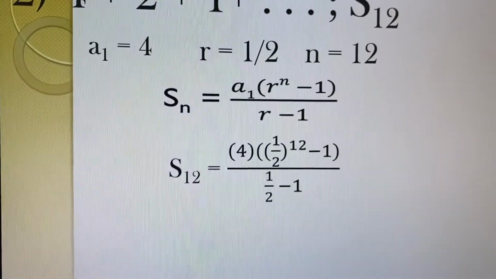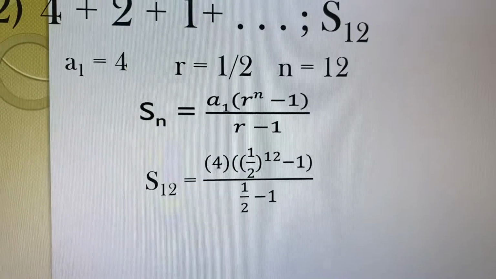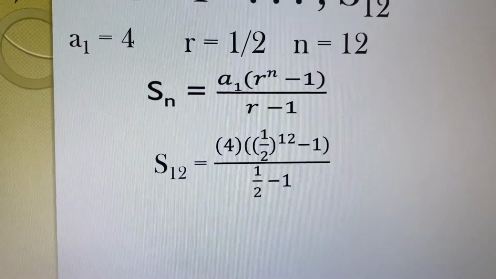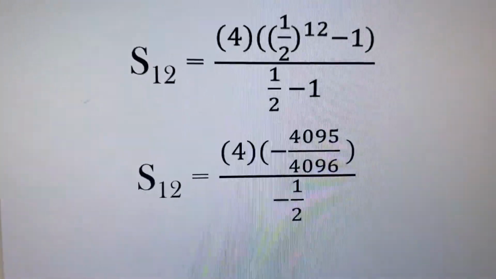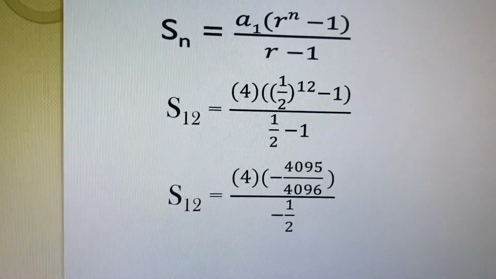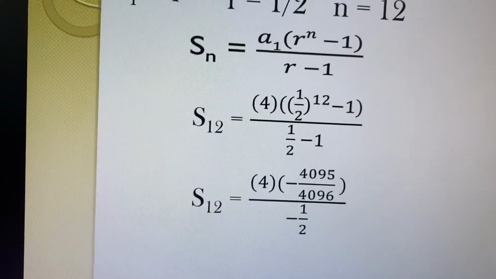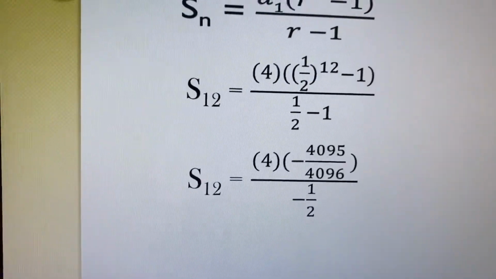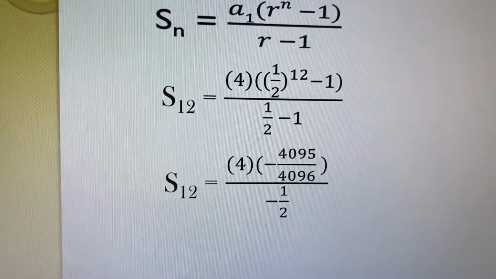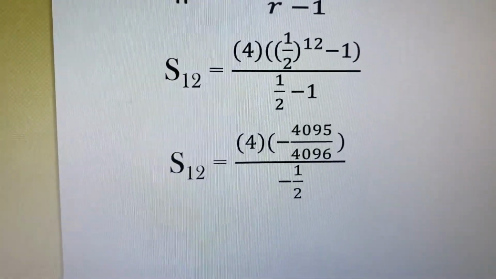Okay, the solution now: we have S sub 12 equals 4 times quantity 1/2 raised to 12 minus 1 all over 1/2 minus 1. Then S sub 12 equals 4 times negative 4095 all over 4096. So we simplify 1/2 raised to 12 minus 1, and the result is negative 4,095 all over 4,096. Then the denominator will be 1/2 minus 1 equals negative 1/2.